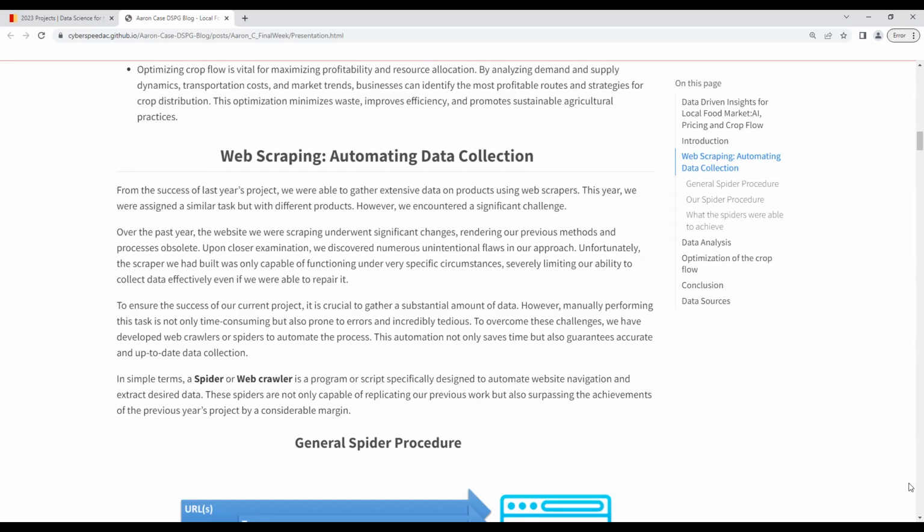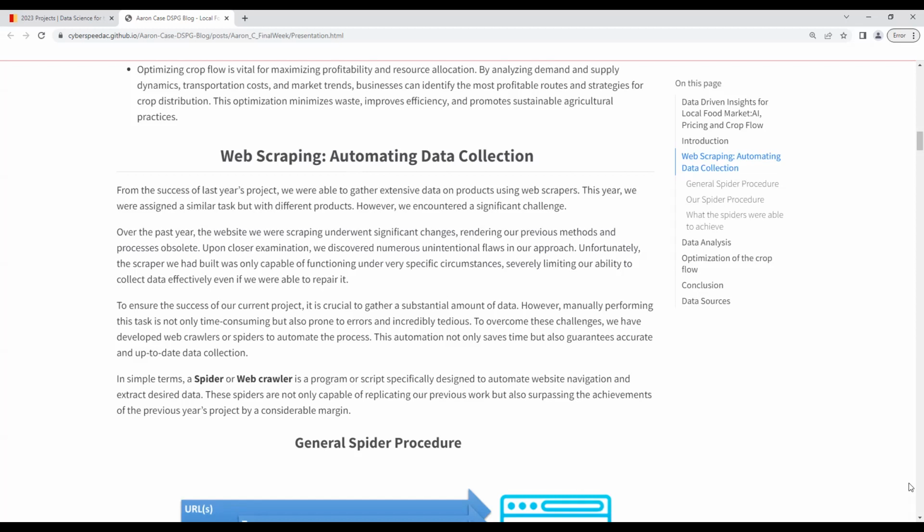From last year's projects, we had a bit of success gathering information using the web scrapers they built last year. The problem this year is that over the past year, the websites they were able to scrape have changed. That just means whatever they did is now obsolete. We can't use any of that. So we had to go ahead and make a new tool.